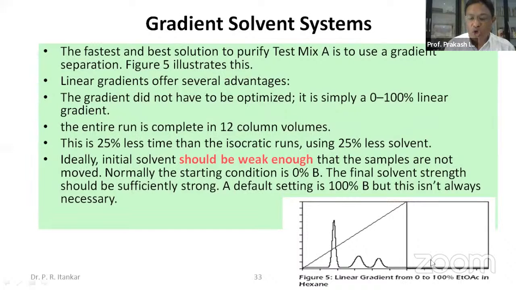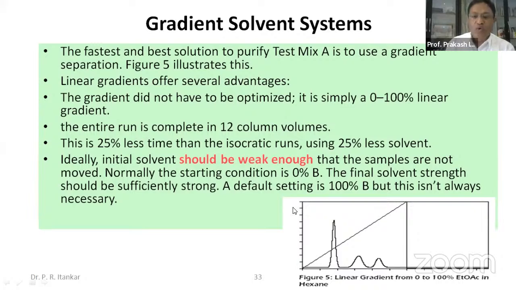they just fix the automatic gradient of two solvents, wherein the weak solvent should move first. The initial solvent should be weak enough that the samples are not moved at all, and normally the starting condition is 0% of B. The final solvent strength should be sufficiently strong. A default setting is 100% B, but this is not always necessary.